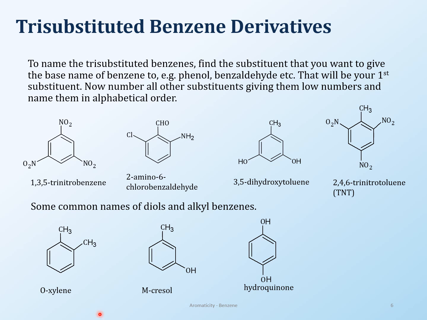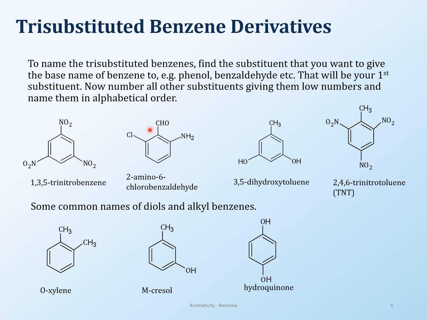So let's look at the tri-substituted benzene derivatives now. In this case, you cannot use ortho, meta, para because you have 3 substituents. Once you have 3, you have to give numbers. So for example, a simple one like this, you have 3 of the same groups here. So 1, 2, 3, 4, 5. And so this is 1,3,5-trinitrobenzene. Very simple, straightforward. Now, if you have something like this where you have a CHO group, Cl, NH2, so now you know that the CHO group, you don't know what it's called.